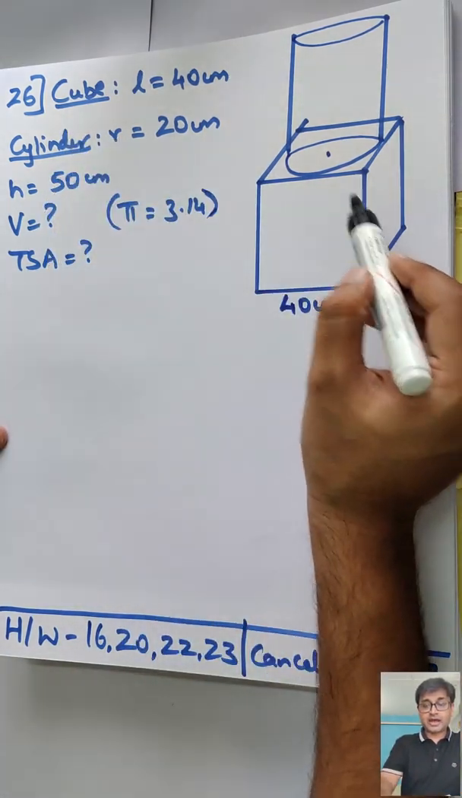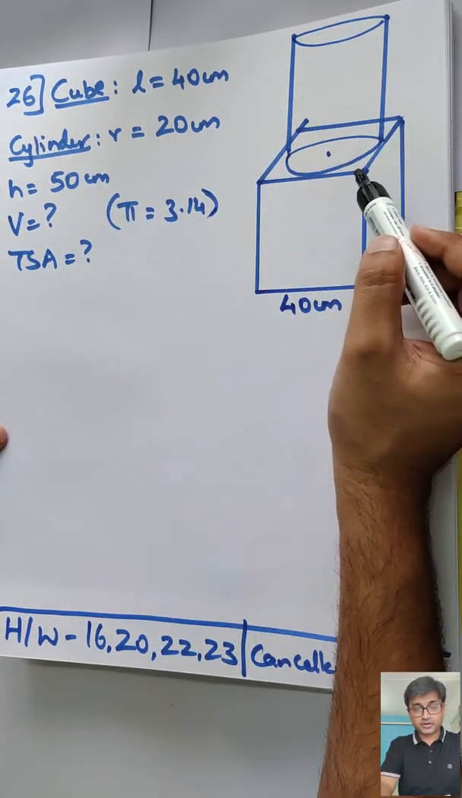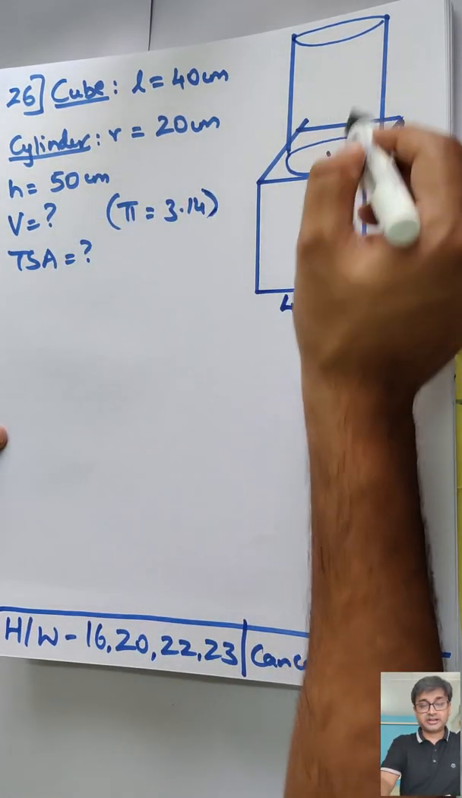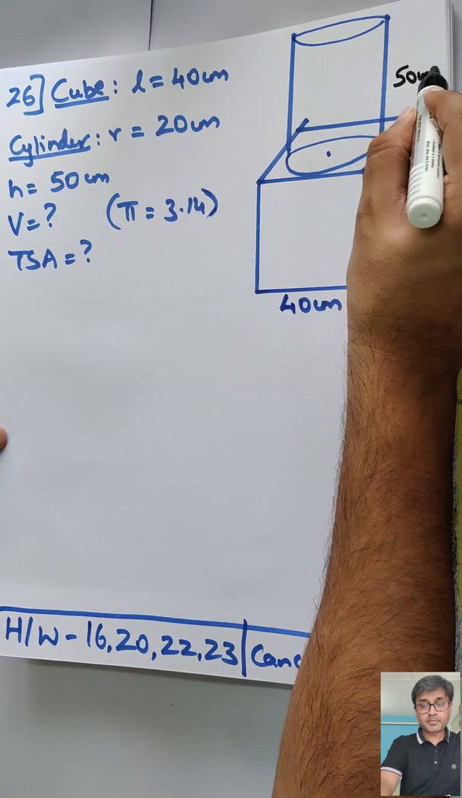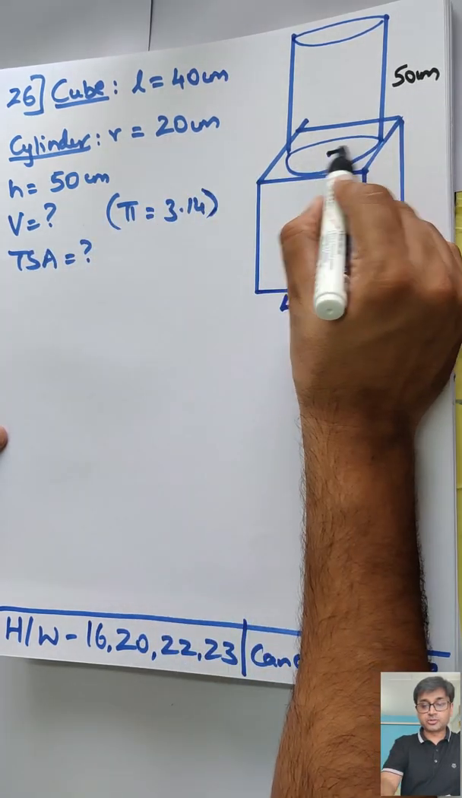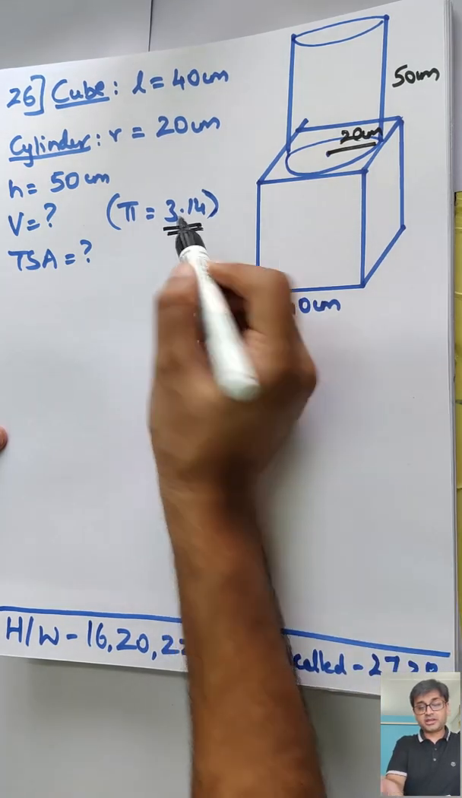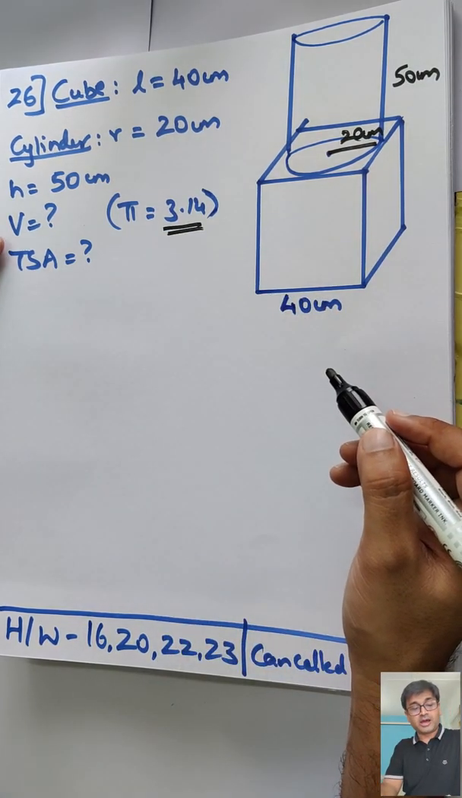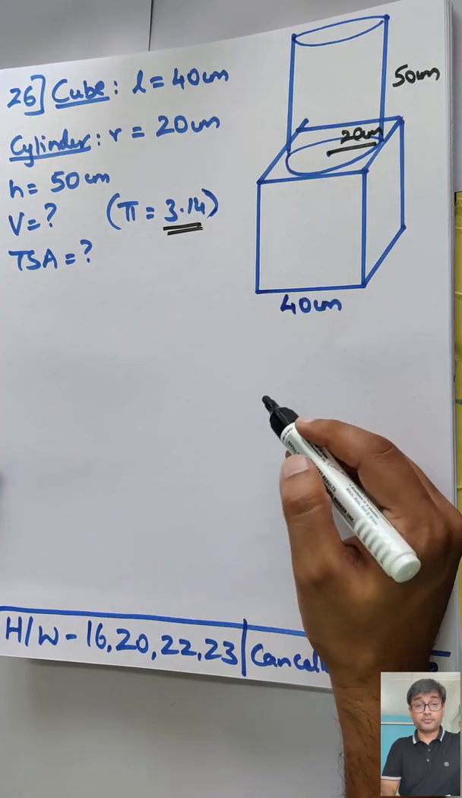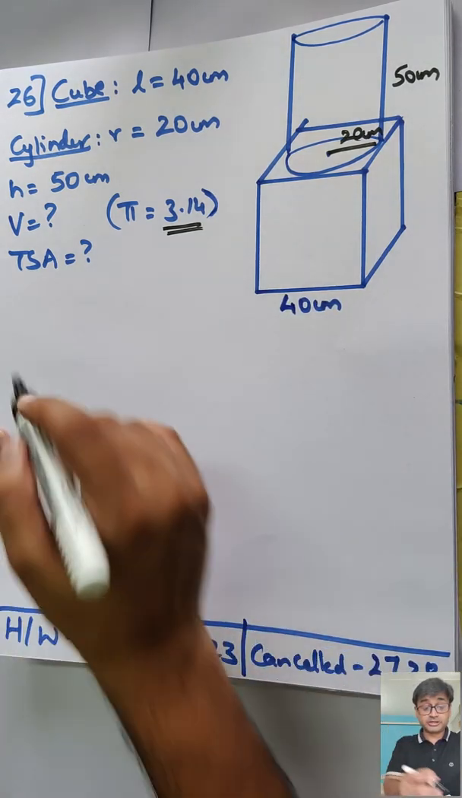A cube is given, and on top of that is a cylinder. Alright. Height of the cylinder is 50. Radius of the cylinder is 20. And length of the cube is 40. Pi is 3.14. Find the volume and the total surface area of this object, not individual parts but the object.